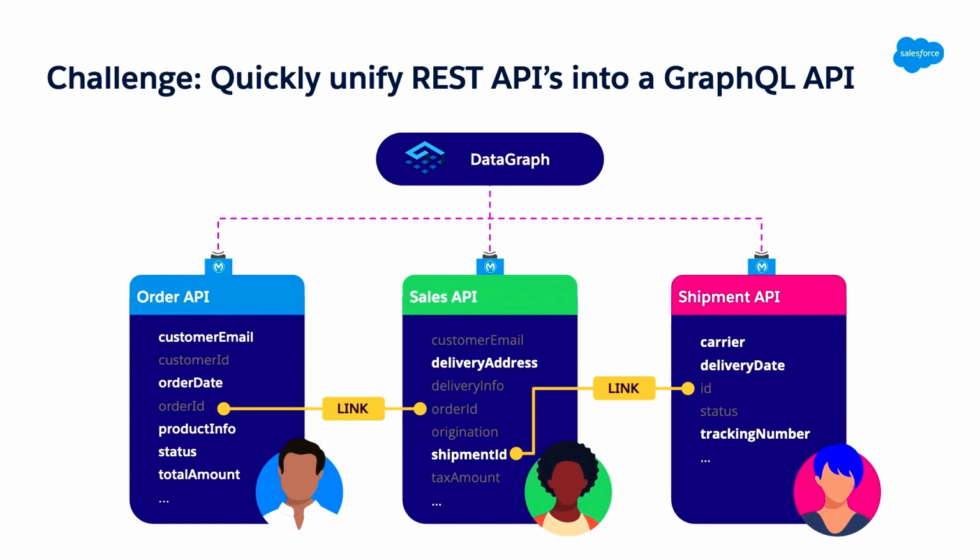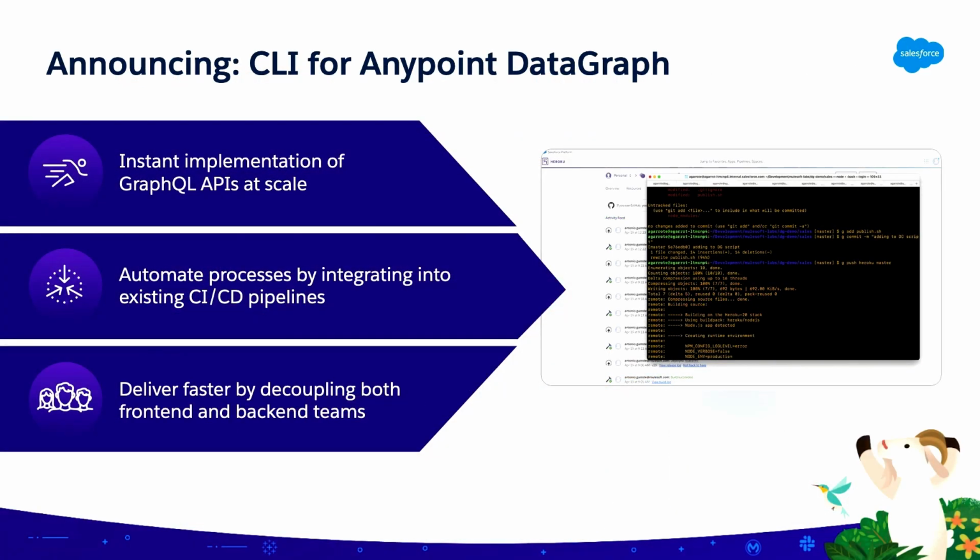But I'm very excited to announce here today that in the next month, we'll be releasing a new feature for Anypoint DataGraph that will make this process a piece of cake for developers, announcing CLI for Anypoint DataGraph. So with CLI, you will be able to instantly implement GraphQL APIs at scale, and you'll be able to automate this process through your CI/CD pipelines.